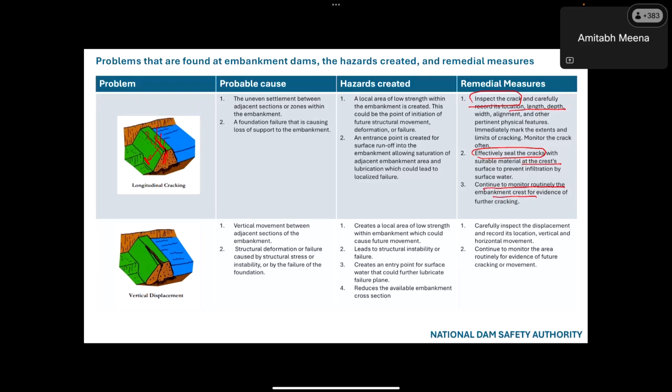See, in this case, besides the crack, there is some vertical displacement also. So vertical movement between adjacent sections of the embankment. This is caused, as I have told in the earlier case also, by different materials, and probably structural deformation or failure caused by structural stress or instability, or by failure of the foundation. Again, the same thing: if the foundation is weak, this may cause this. We have to carefully inspect the displacement and continue to monitor the area. Okay, same thing.